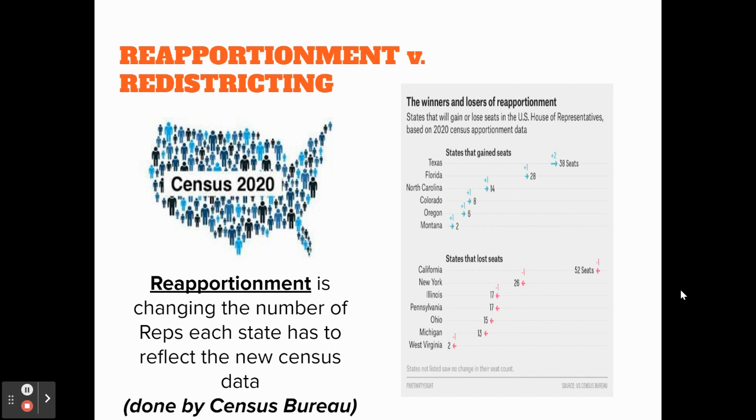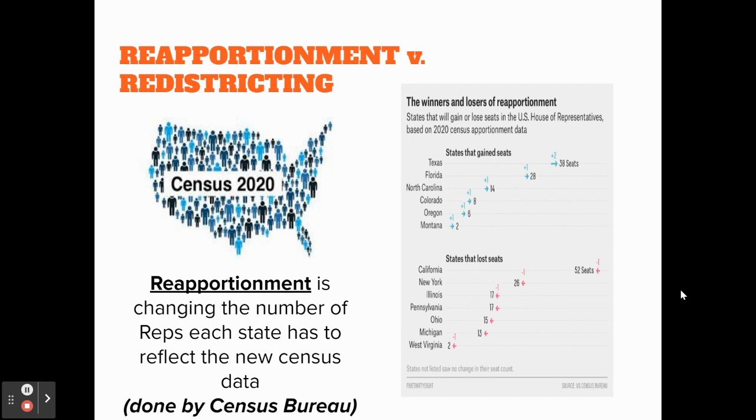Texas gained 2 representatives. Florida got 1. North Carolina got 1. Colorado got 1. Oregon got 1. Montana got 1. Right? But because we're giving states additional representatives because their populations expanded over that 10 years, we have to take the equal amount of representatives away from other states that maybe didn't see population gains or actually lost population. And you see at the bottom, California, New York, Illinois, Pennsylvania, Ohio, Michigan, and West Virginia all lost representatives, right? Including Pennsylvania. We used to have 18 representatives, now we're down to 17.